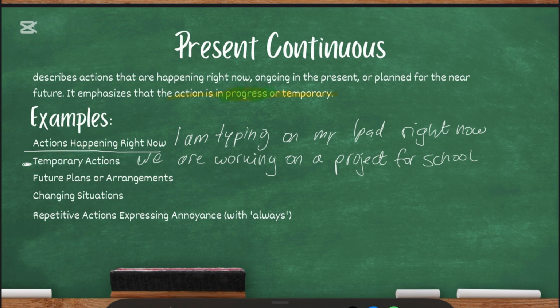Okay, future plans or arrangements is the next one. With this, we describe events that are planned in the near future. And we also have a future time indicator, so we are also saying when this is happening. For example, I'm meeting my friends tonight. I'm meeting my friends next week. Or we are flying to Paris on Monday.